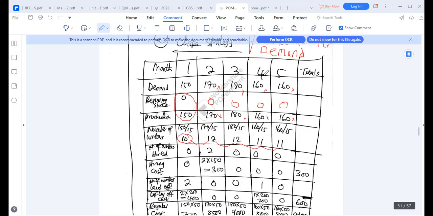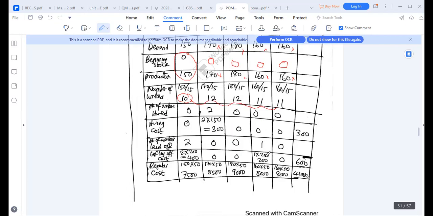As well as in month 4, we laid off 1 worker. From month 3 to month 4, we laid off 1 worker, by 200 is 200. So that gives us a total of 600 here.